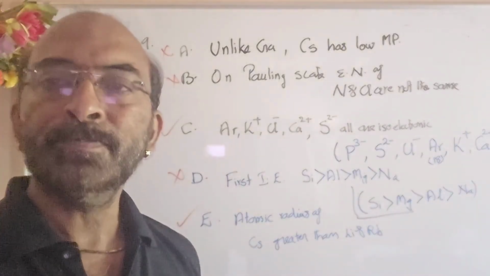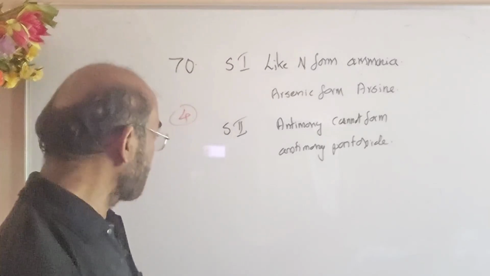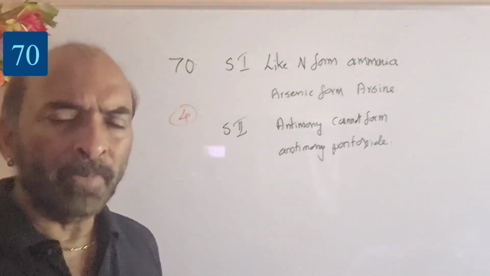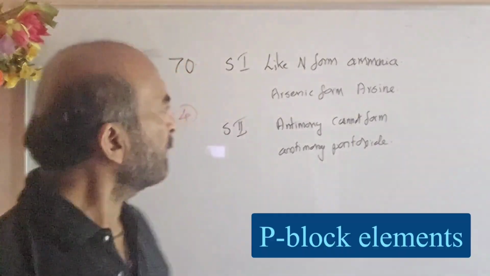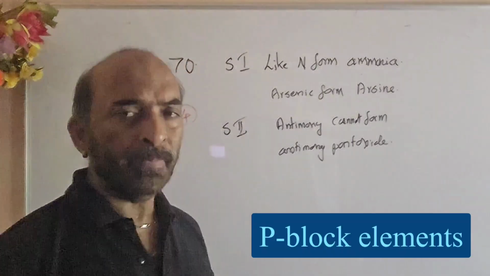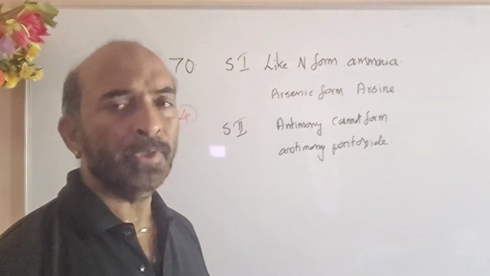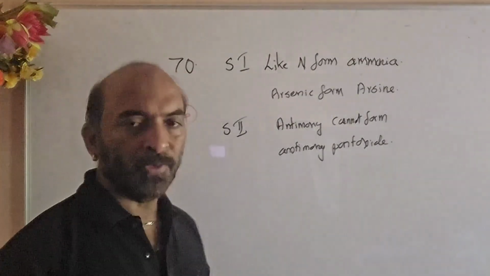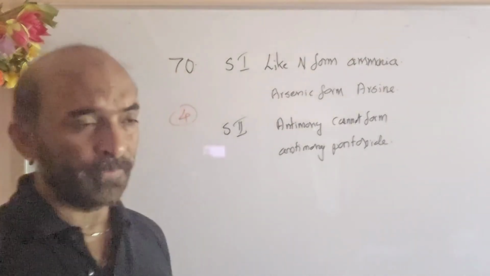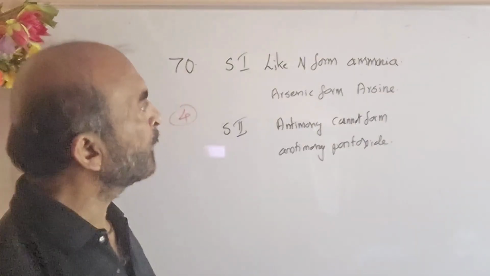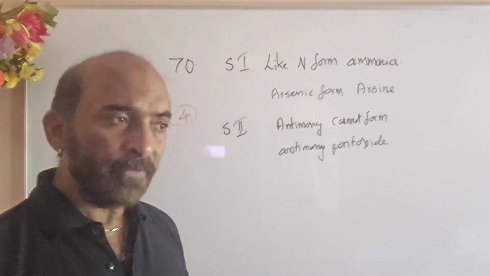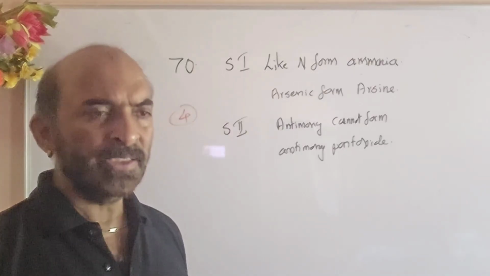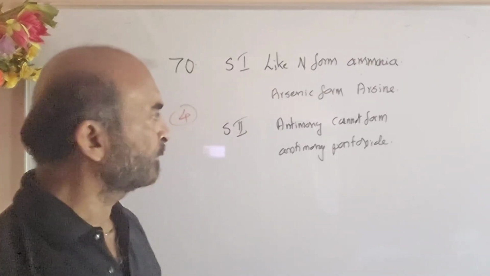Okay. The next question, it's 70. Question number 70. This is from P block elements. See here the question, statement based type, statement 1 and 2 type. The first statement: nitrogen forms ammonia, arsenic forms arsine. We have to verify whether it is correct or not. Nitrogen forms ammonia means it is forming NH3.